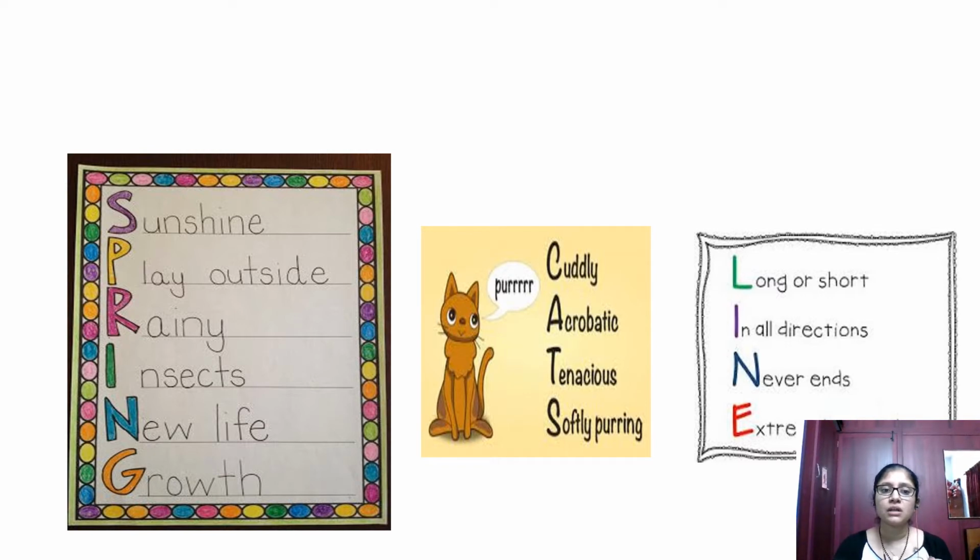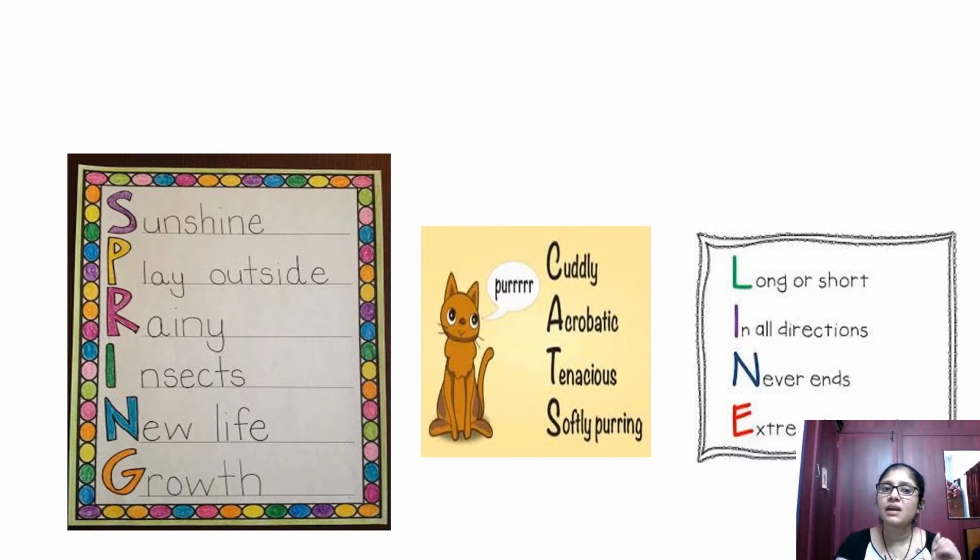So the acrostic poem is nothing but you're just abbreviating, or you can say you are just expanding that word. You are finding a new word that starts with S because the title starts with S. The poet has written sunshine, play outside, rainy, insects, new life, growth. So all these words are related to the spring season.